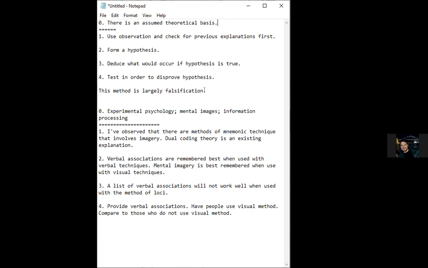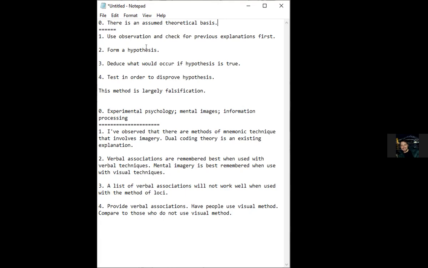So is the hypothetical deductive method equivalent to falsification? When someone says falsification, are they referring to the hypothetical deductive method, or is it a feature of the hypothetical deductive method? It's a feature of it. Okay, got it. So it's not the essential feature of it?